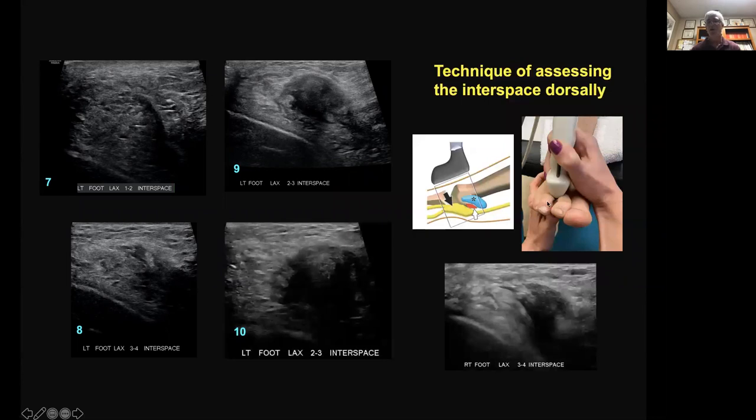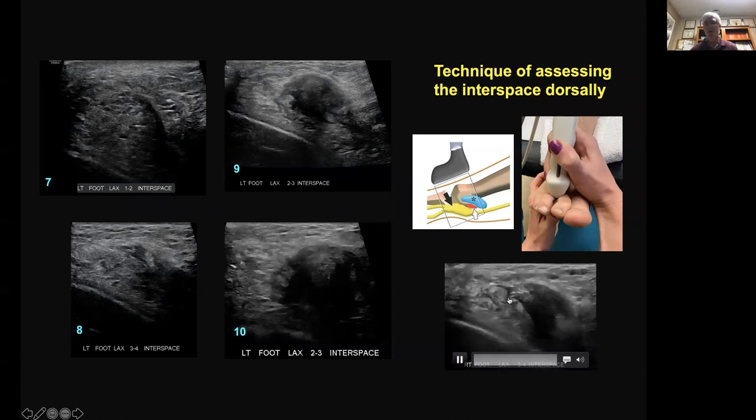And again, I push up with my thumb when I'm examining these to not only push the nerve up slightly more dorsally, but to splay open the inner space. Sometimes these can be challenging. Sometimes I have to use a smaller footprint probe to adequately view this. And so this is just, again, a companion case of what the abnormal inner space looks like with a neuroma.